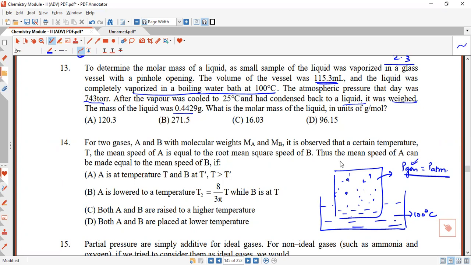टेम्परेचर यहाँ पता चल गया, that is 100, that is 373 Kelvin. वॉल्यूम पता है 115.3 ml है. So what you can calculate is number of moles. If you are able to calculate number of moles, you can calculate molar mass because mass is given. So that's what we have to do.